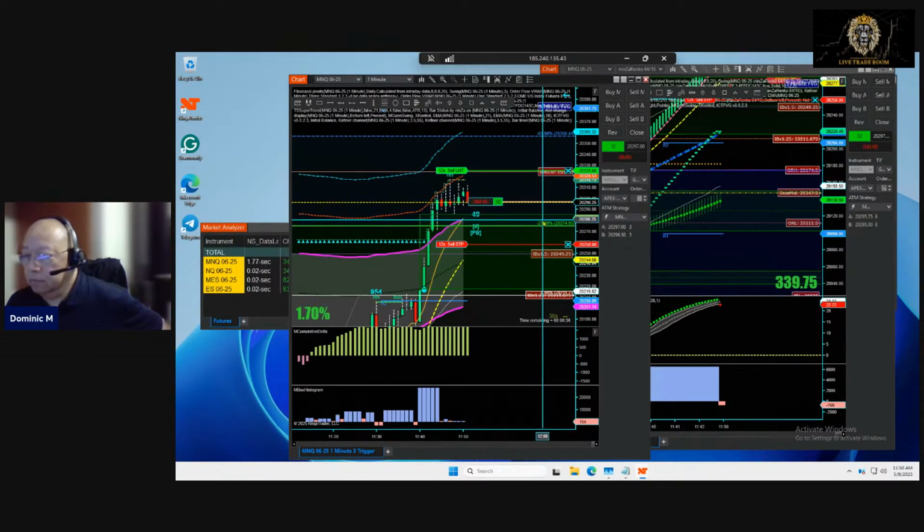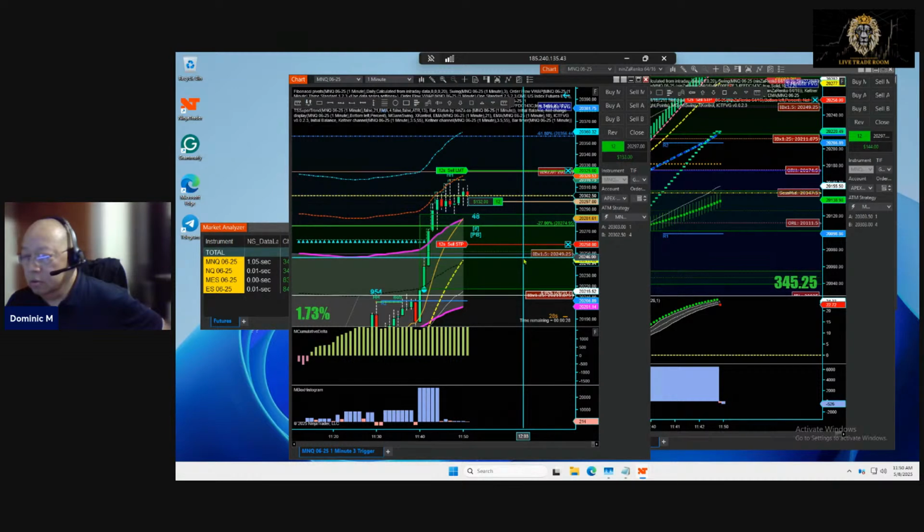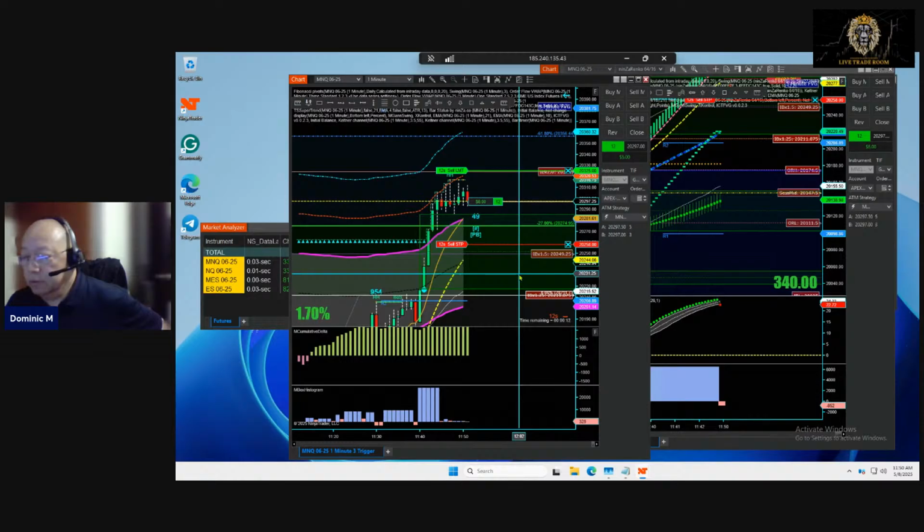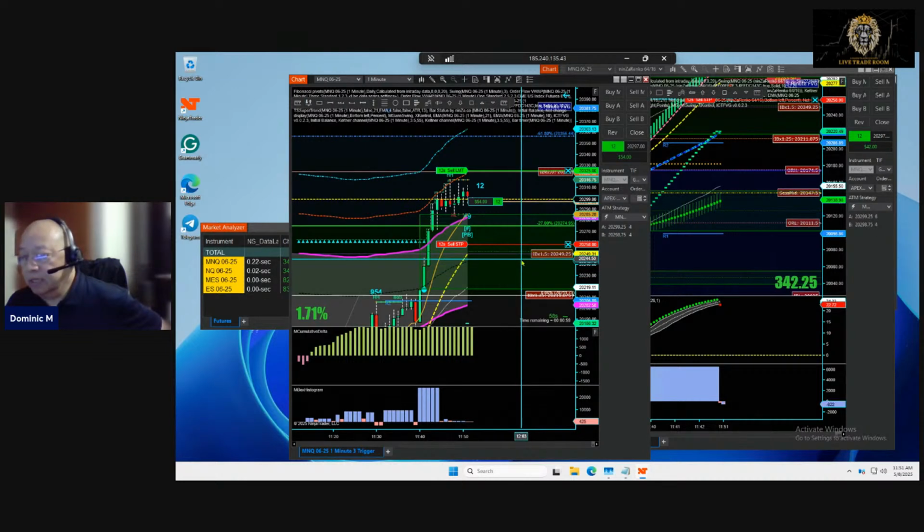30 seconds. Let's see what they can do. I'm just teasing people here. 20 seconds. You can do one more push up. Just don't close below the prior candle. 12, 9, 8, 7. Look at that. 7, 6, 5, 4, 3, 2, and they did close below. But not that much.